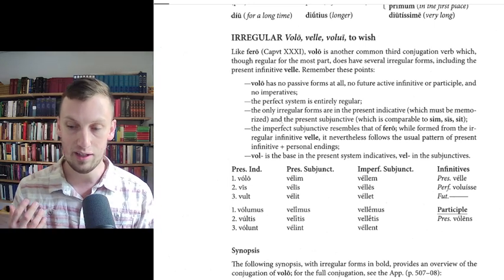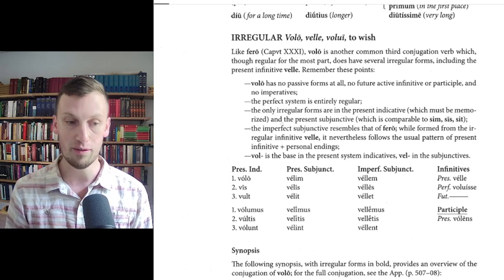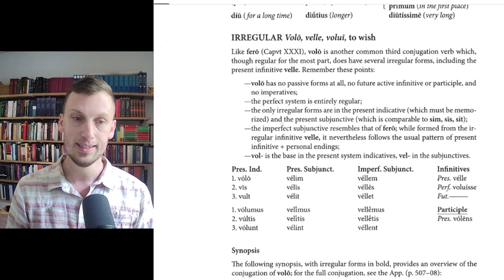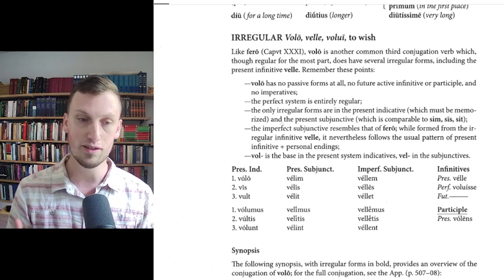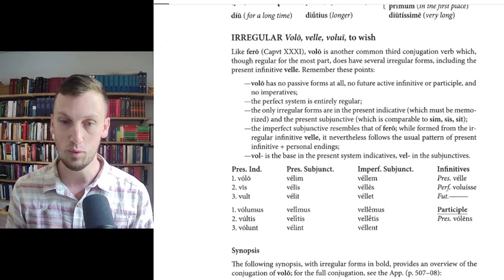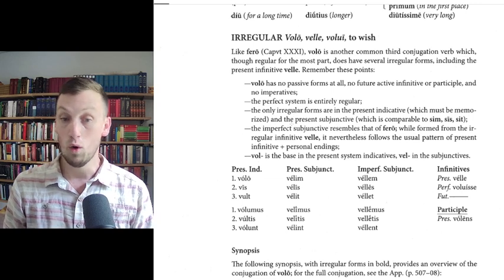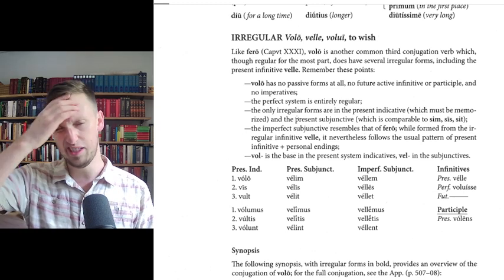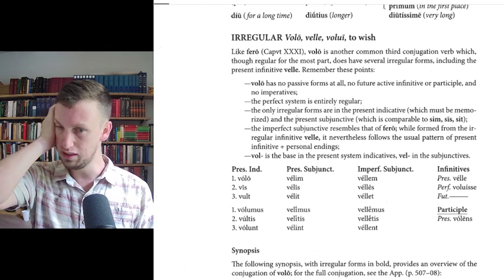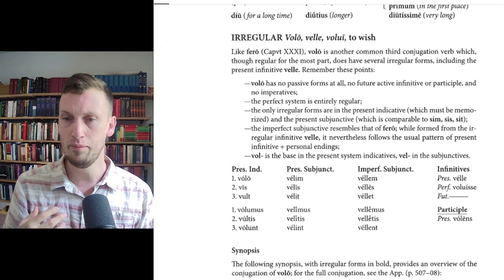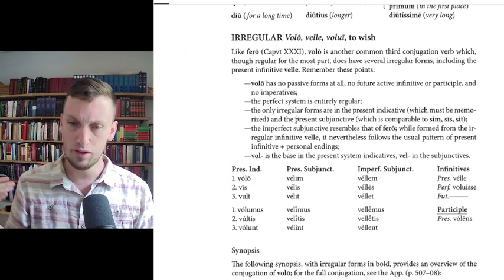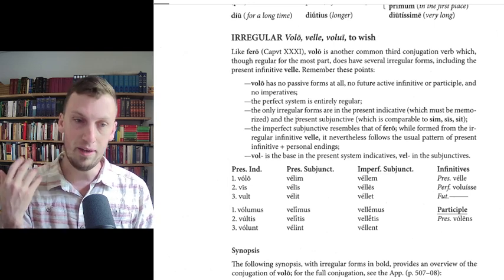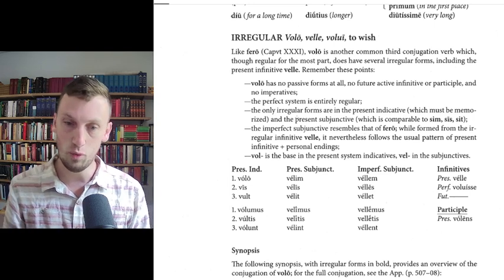We get the English noun volition from this. Think of words like voluntary, volunteer, words of volition, right? Of willing and wishing. Volo, thankfully, has no passive forms. It doesn't really make sense to say he is willed. Doesn't really make sense. So this is a defective verb. All the forms don't exist for this. And it's conjugated in a very irregular way.